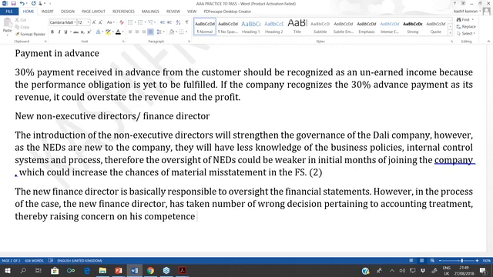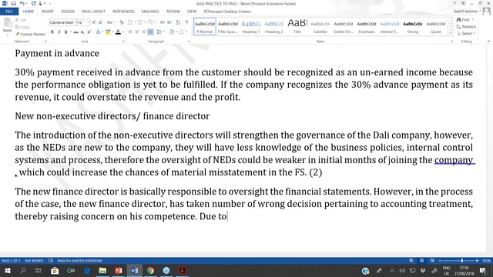See, we can never say the finance director is incompetent. But in this question, the finance director took some very wrong decisions. He does not even know the simple accounting rules. So that means that the new finance director has taken a number of wrong decisions pertaining to the accounting treatment, thereby raising concerns on his competence.